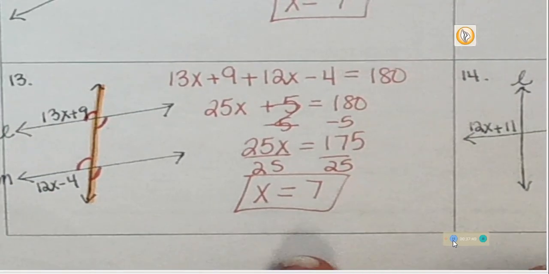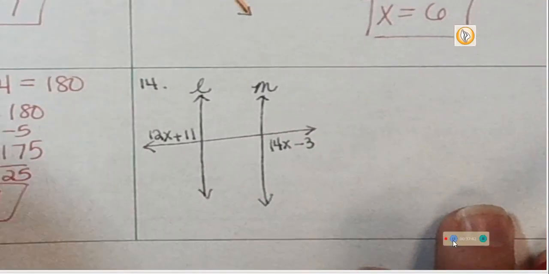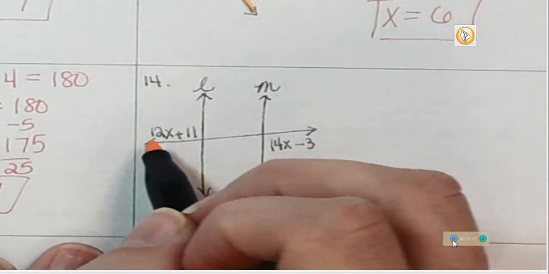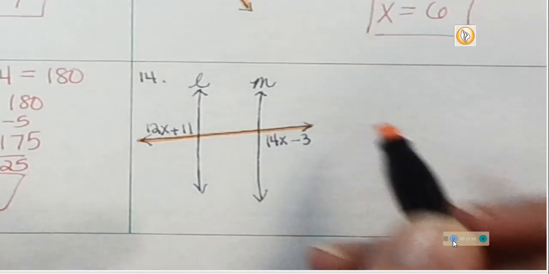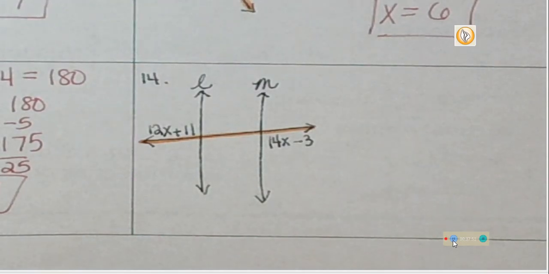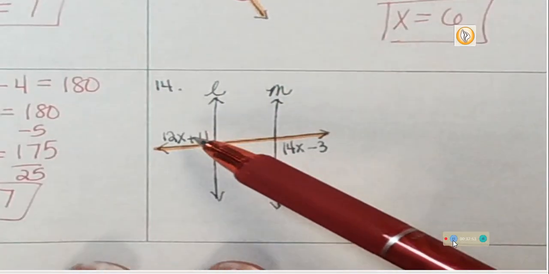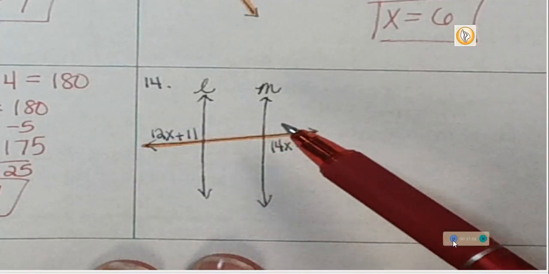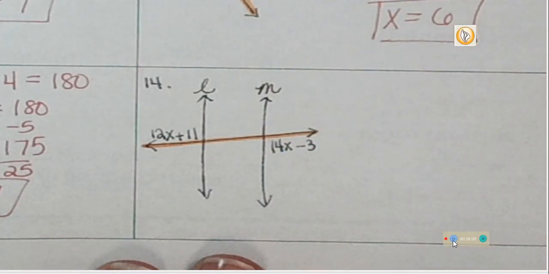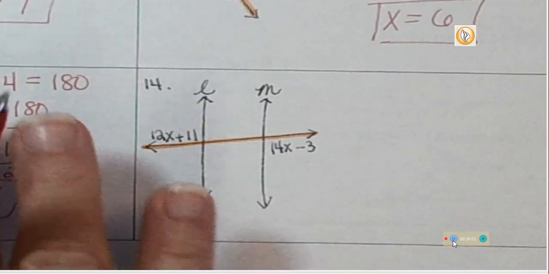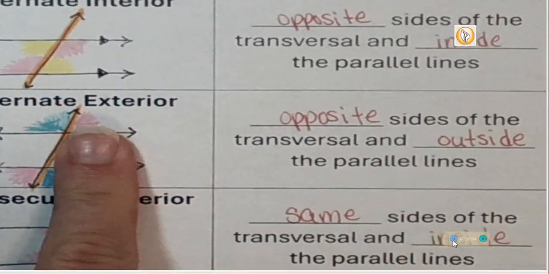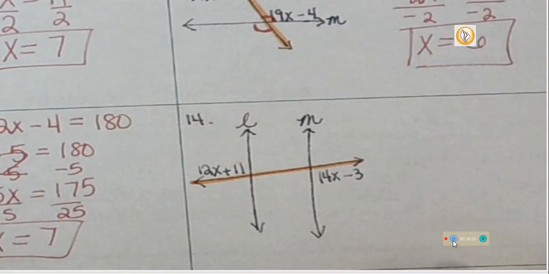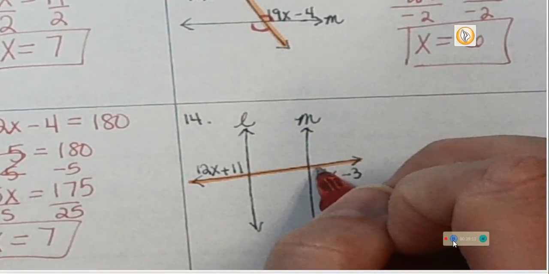All right, one more for us on our cheat sheet today. Here's our two parallel lines. This is our transversal. Okay. What kind of angle relationship is it when they're on opposite sides of the transversal and outside of the parallel lines? Alternate exterior. Now, alternate exterior are going to be congruent to each other. But let's say you can't remember that, okay? I'm going to start with this one.